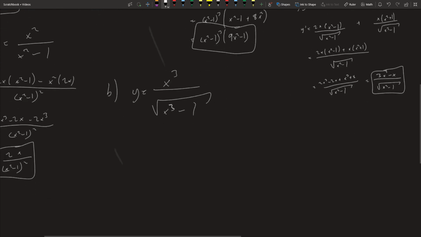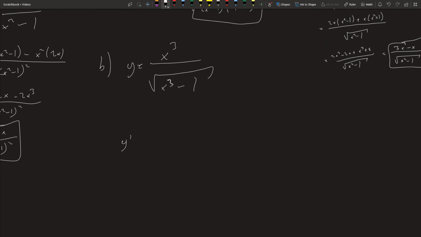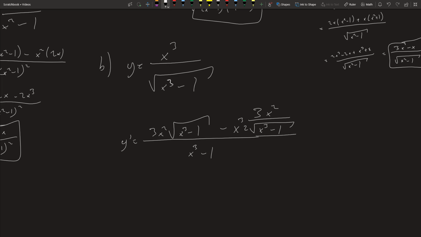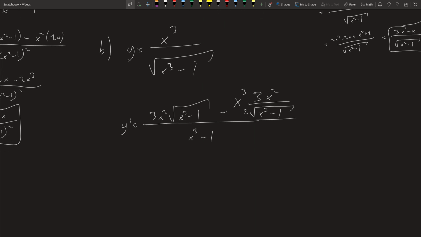Let's see, this is quotient rule with chain rule, so y prime is equal to x cubed minus 1, 3x squared radical x cubed minus 1 minus x cubed. Let's see, we have a 3x squared over 2 radical x cubed minus 1. I apply the chain rule here. Now, this x cubed is in the numerator, so be careful. Okay, let's simplify. This is hectic.